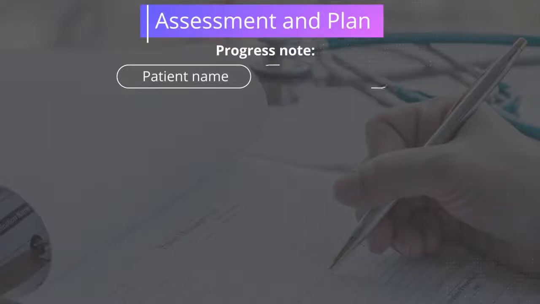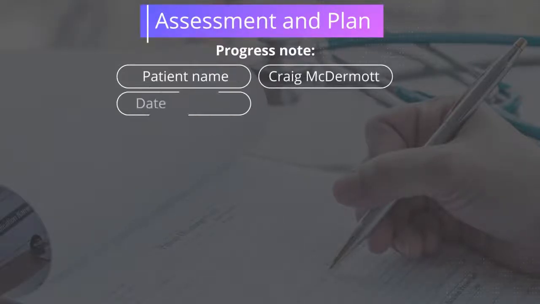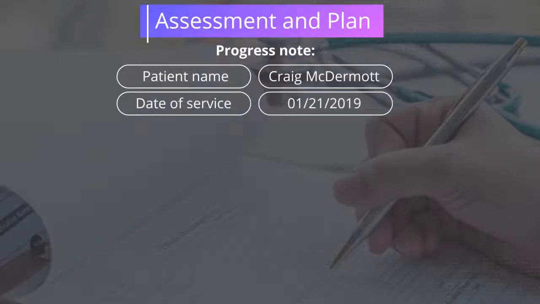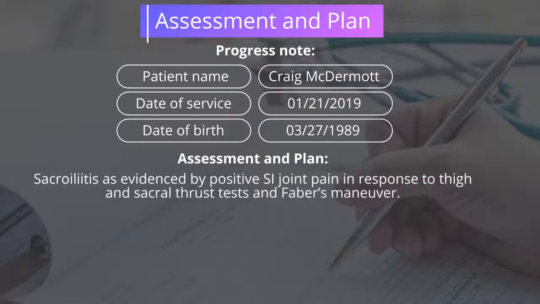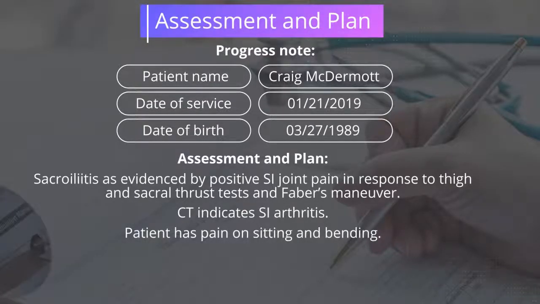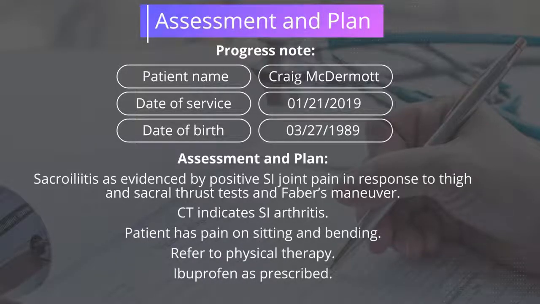Patient name: Craig McDermott. Date of service: January 21, 2019. Date of birth: March 27, 1989. Assessment and plan. Sacroiliitis is evidenced by positive SI joint pain in response to thigh and sacral thrust tests and Faber's maneuver. CT indicates SI arthritis. Patient has pain on sitting and bending. Refer to physical therapy. Ibuprofen is prescribed. Return to office in 3 months.